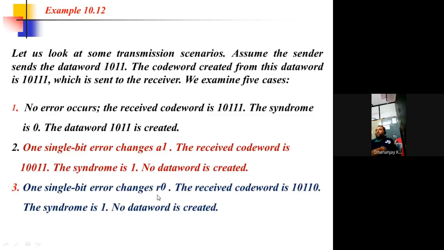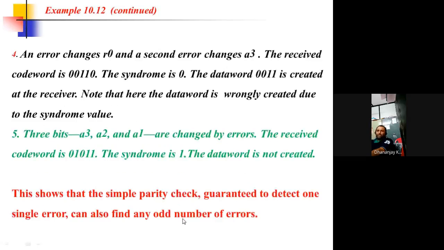If a 1-bit error changes the R0 value, the received code word will be 1011, and the last bit is 0. But the total number of ones here is 3. So it should have been 1, but it is 0. So the syndrome will become 1 and no data is created. That means the data will be discarded. So these are the few cases I am trying to show you.